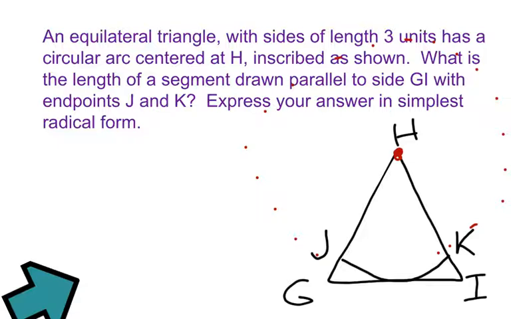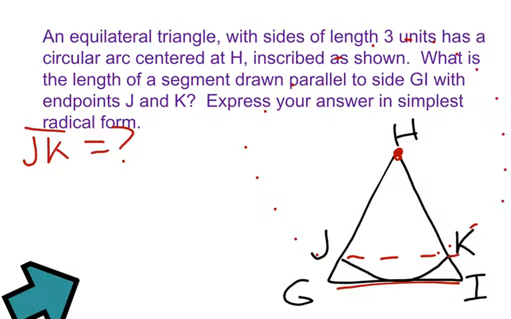And it says, what is the length of a segment drawn parallel to GI with endpoints J and K? So they want this segment. That's what we're trying to find. So segment JK equals what? And it says express it in simplest radical form. That means using a square root or a cubed root, that type of thing.